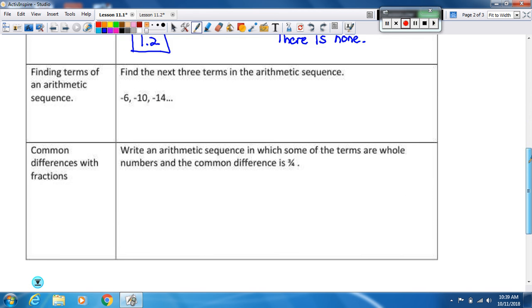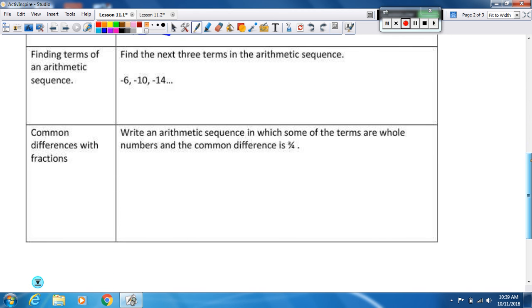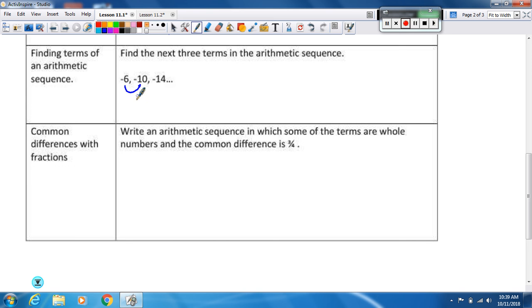Okay, finding the next 3 terms in the arithmetic sequence. So this is subtracting 4, because you're getting further away from 0. So you want to subtract 4 each time. So -14 minus 4 is -18. Subtract 4 from that, you get -22. Subtract 4 from that, you get -26. So you're constantly getting further away from 0.